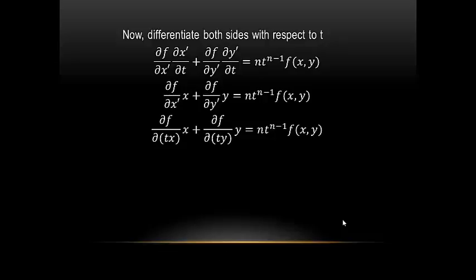So, substituting tx for x prime and ty for y prime, the equation becomes the partial derivative of f over the partial derivative of tx times x plus the partial derivative of f over the partial derivative of ty times y is equal to n times t to the n minus 1 f of x, y. Now, we let t be equal to 1 so that the function will become x times the partial derivative of f over the partial derivative of x plus y times the partial derivative of f over the partial derivative of y is equal to nf.